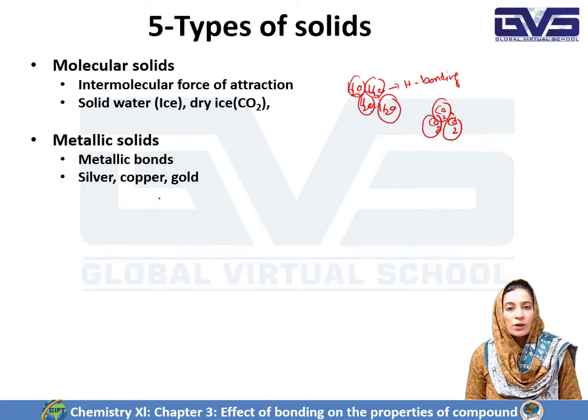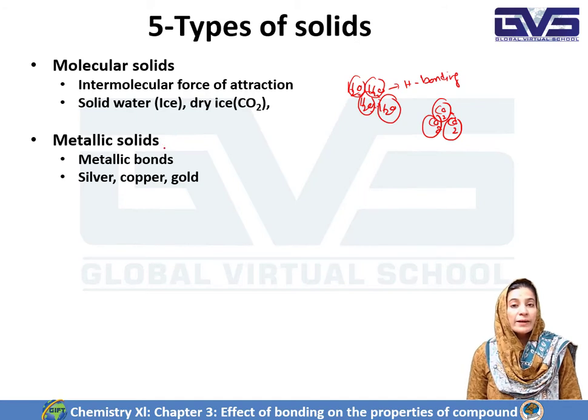Similarly, a metallic solid consists of metallic bonds and metallic force. In metals, the valence electrons are loose and free to escape the atoms. That's why they have positive and negative charge, and then they are held together through force of attraction. For example, silver, copper, gold, iron, sodium, and a lot more examples. They are metallic solids, and the force between them is the metallic force, and those bonds are called metallic bonds.